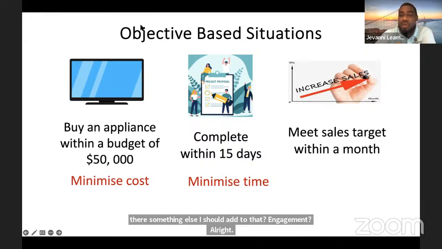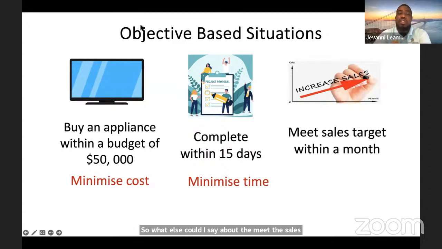So what else could I say about meet the sales target within a month? I want to maximize the sales, but what? What did they give you? What did it say, or what is the question? Well, profits. All right. So when you maximize sales, you can say maximizing profits. Josiah, go ahead. Efficiently, all right. Maximizing profits, sales, etc. But something else is missing. Josiah, you can go ahead, if I'm pronouncing that right.